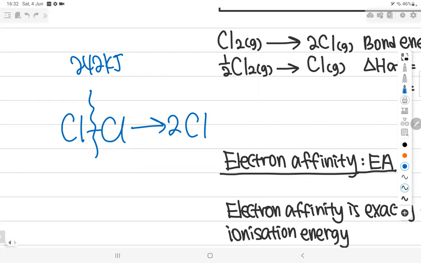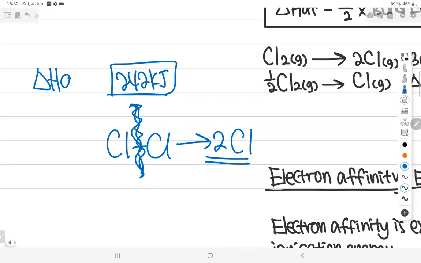Everyone type in the chat box and let me know. This 242 is the energy to break the bond, and after I break the bond, I get 2 moles of chlorine gas atoms. So my question to all of you: is this 242 the enthalpy of atomization? Answer yes or no in the chat box. Okay, fantastic, very good answer. The answer is no. Why?